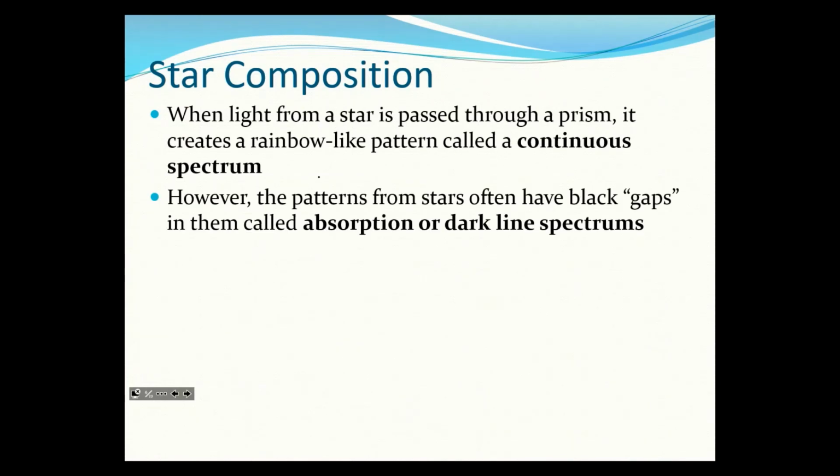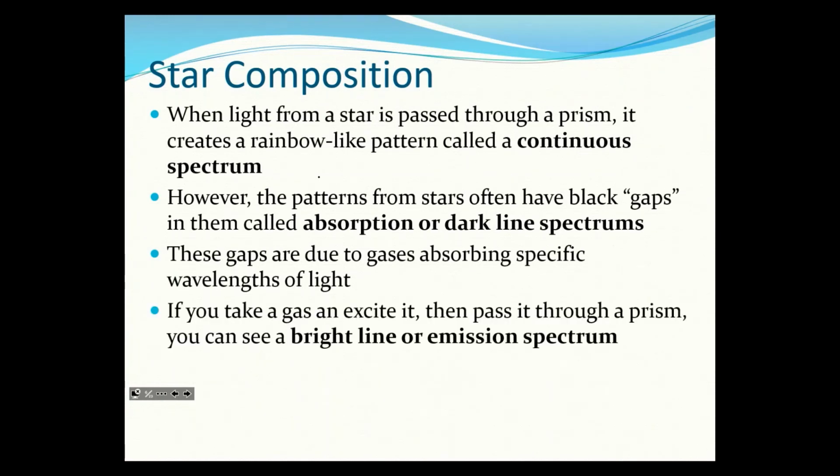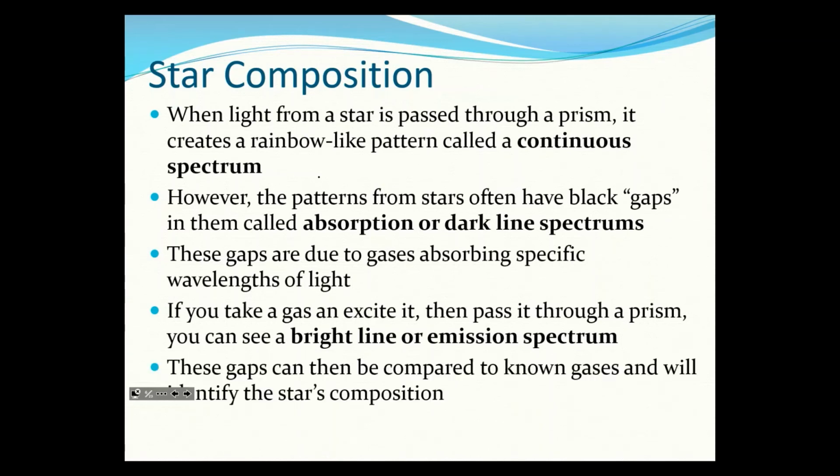However, the patterns from a star often have black gaps in them, called an absorption or dark line spectrum. These gaps are due to gases absorbing specific wavelengths of light. And if you take a gas and excite it, then pass it through a prism, it'll give off a bright line or emission spectrum. So these gaps can be compared to known gases and will identify a star's composition.